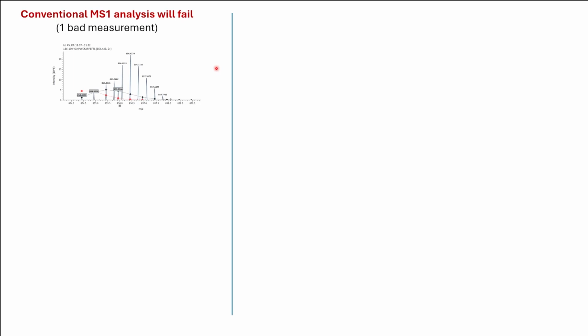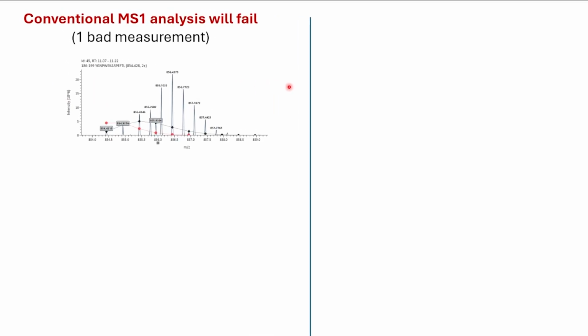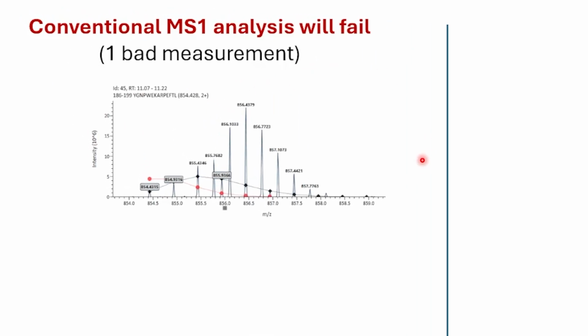I'd like to cover one special case where conventional MS1 analysis will fail, and DIA analysis can be used to still measure the peptide that is severely overlapped. So in this case, this peptide is a 2 plus that has an overlap of another 3 plus peptide. And this overlap is affecting the original peptide's third, fifth, and seventh peak in the isotopic distribution.